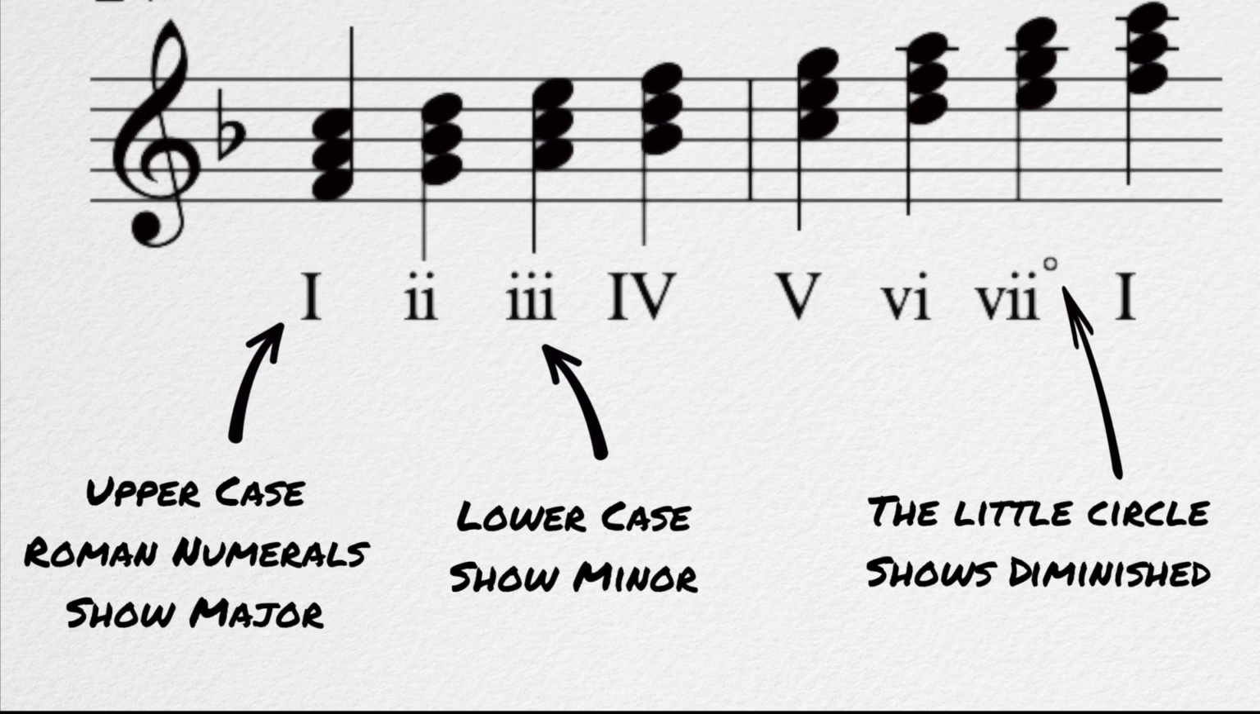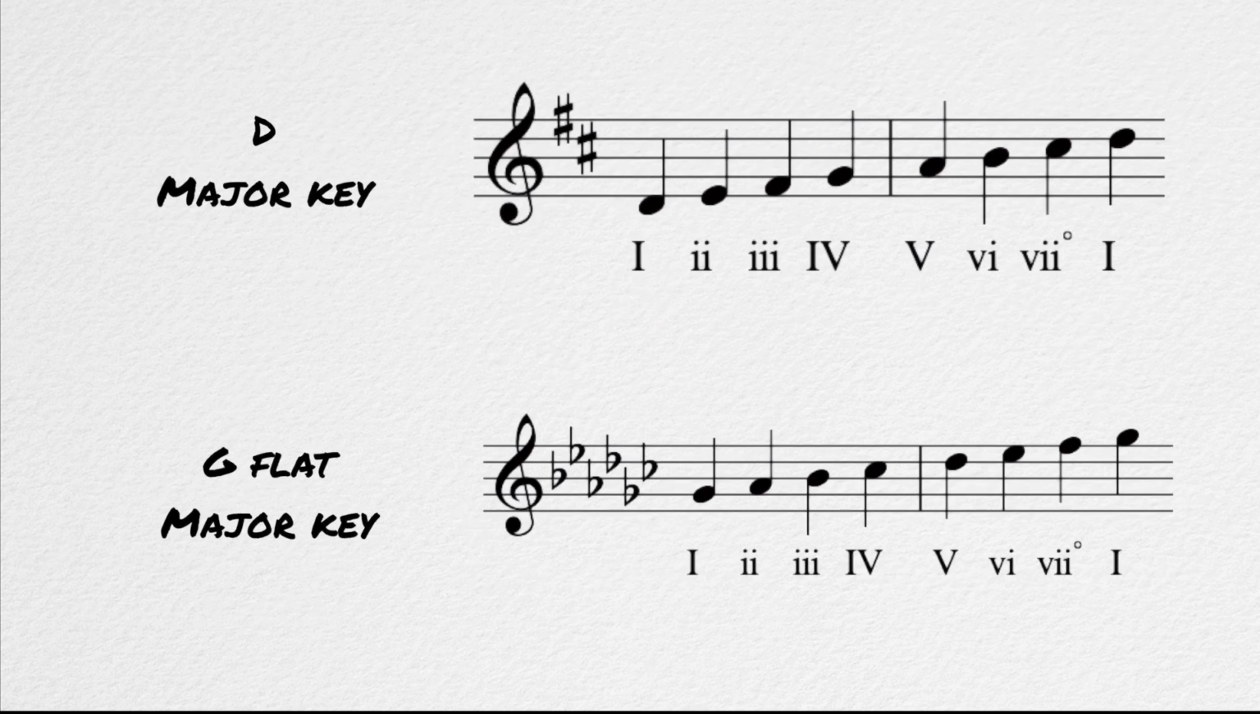We get a pattern of chords that repeats in every major key. The 1 chord is major, the 2 chord is minor, the 3 chord is minor, the 4 chord is major, the 5 chord is major, the 6 chord is minor, the 7th chord is diminished, and then we repeat back to the 1 chord being major. This pattern will repeat in any major key, no matter what key it is.